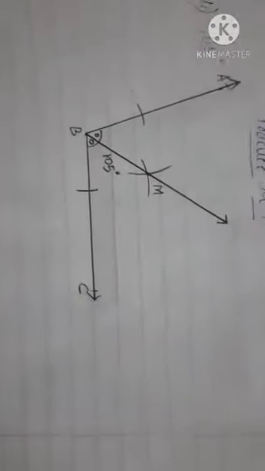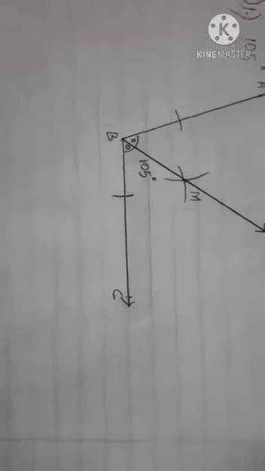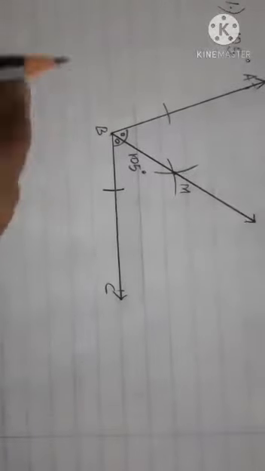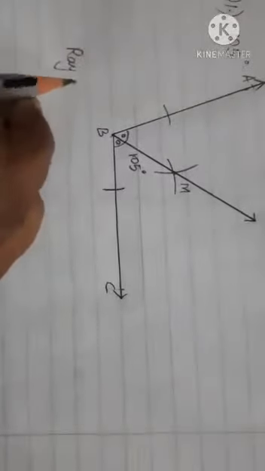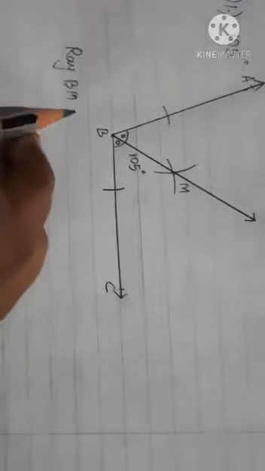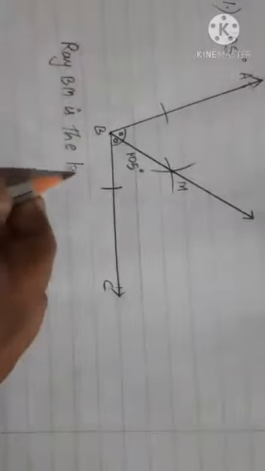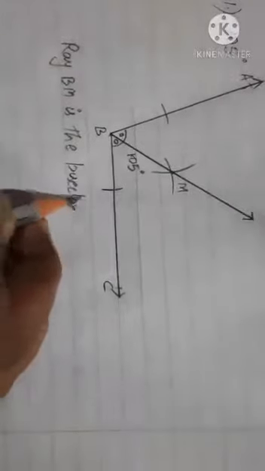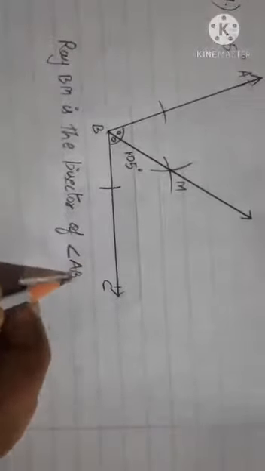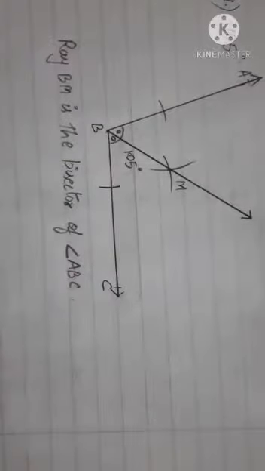I'll write down what I have drawn. Okay, so I'll write down ray BM is the bisector of angle ABC. Okay, here I have completed my construction of the angle bisector. Hope you have understood this. One sum I have shown, the remaining 2 sums you will complete on your own.